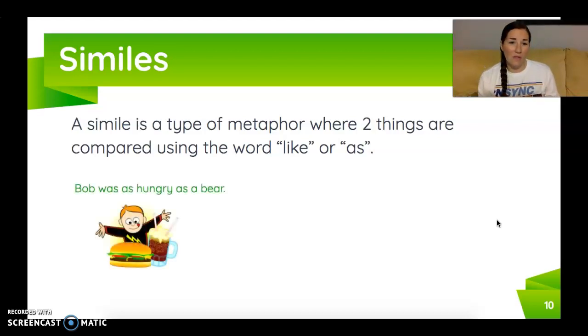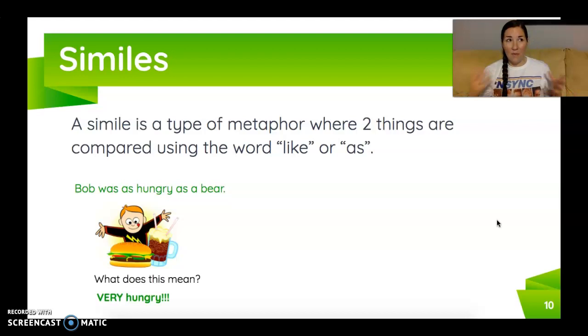So let's think about this one. Bob was as hungry as a bear. So he's not really a bear, but that means that he was really, really hungry, because I think about bears when they're ready to go into hibernation. They eat a lot before they hibernate, because they won't eat for several months as they're sleeping through the winter. So if you're hungry as a bear, that means you're really, really hungry. You're ready to eat a lot.